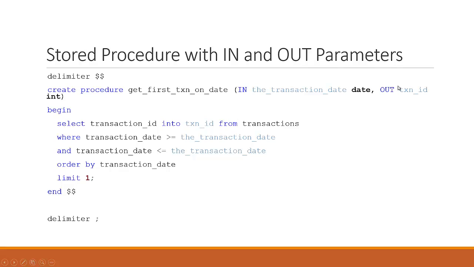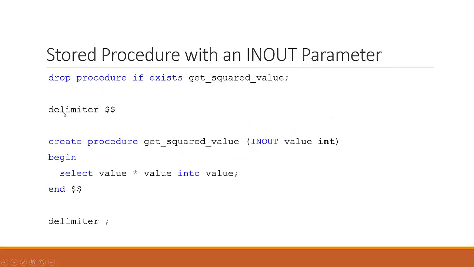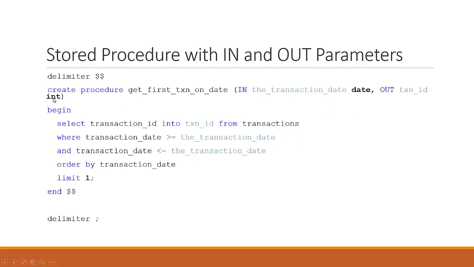And then we have an out parameter. So this is something that we haven't seen yet. The out parameter, I'm returning the actual transaction ID of the first transaction that occurs on the given date. And the out parameter transaction ID is going to be an int data type. So it's just a standard int. So begin and end, you're familiar with begin, end, with these delimiters and all that stuff. You should understand that by now.